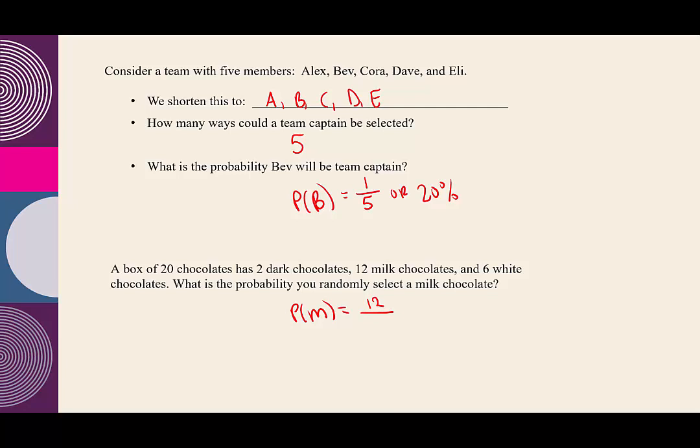And the total, it says there's 20, and we could check the work. 2 plus 12 is 14, plus 6 is 20. So we have a 12 in 20 chance. If we divide these by 4, we get 3 out of 5. So there's a 3 in 5 chance, or a 60% chance. So more likely than not that you will get a milk chocolate if you blindly select a chocolate.